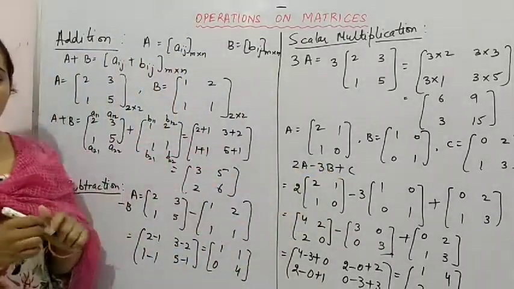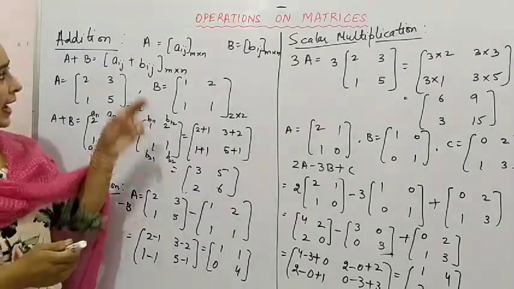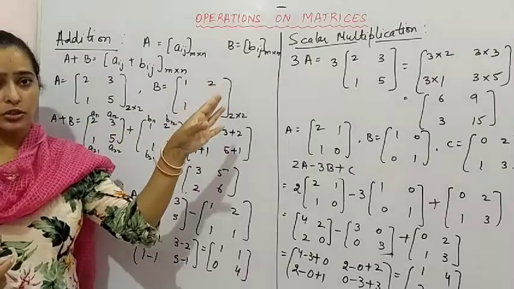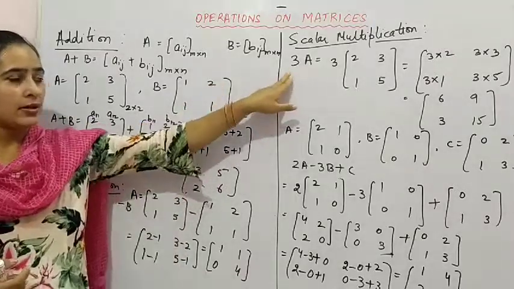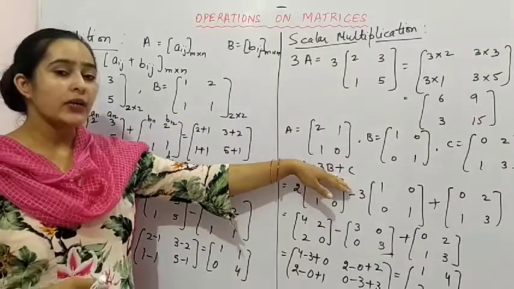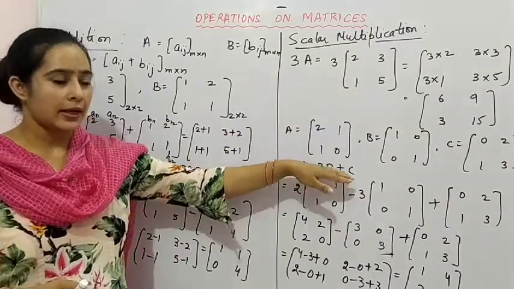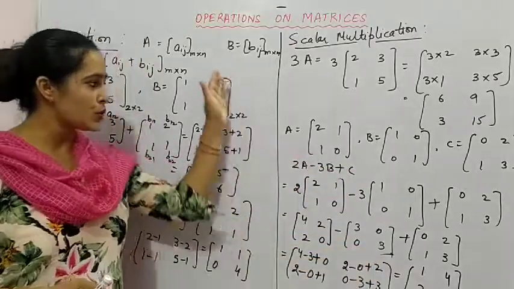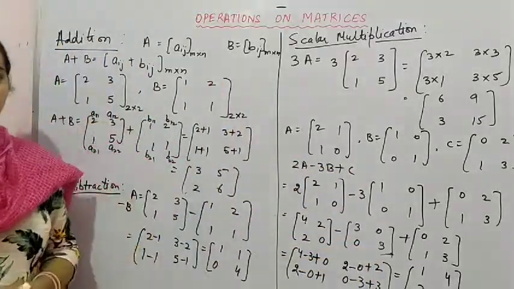This is all about the operations, addition, subtraction and scalar multiplication of a matrix with a scalar. And this is how we can evaluate different expressions, that is, the result of different expressions as a matrix using these operations. Thank you.